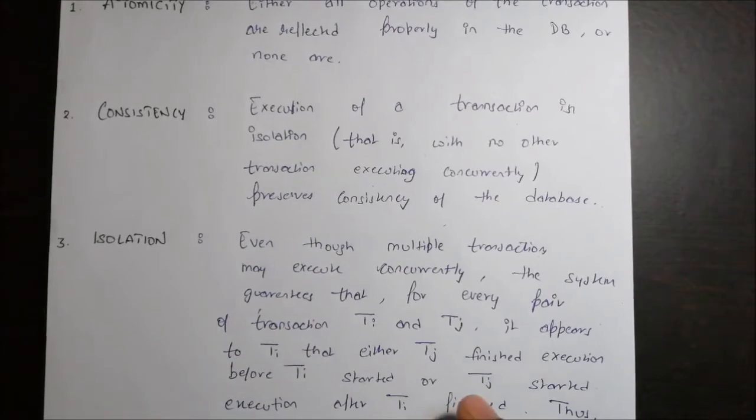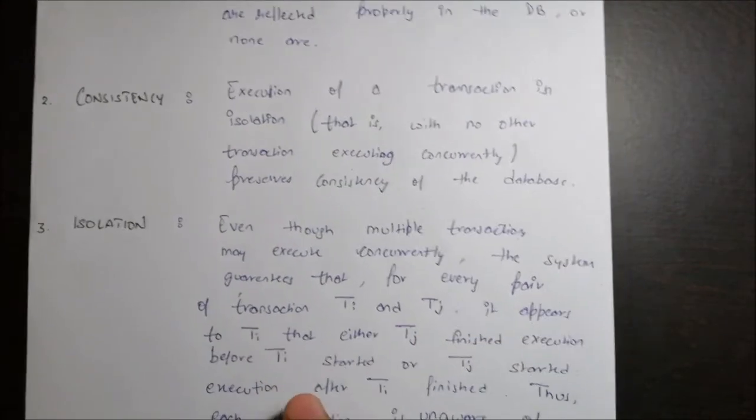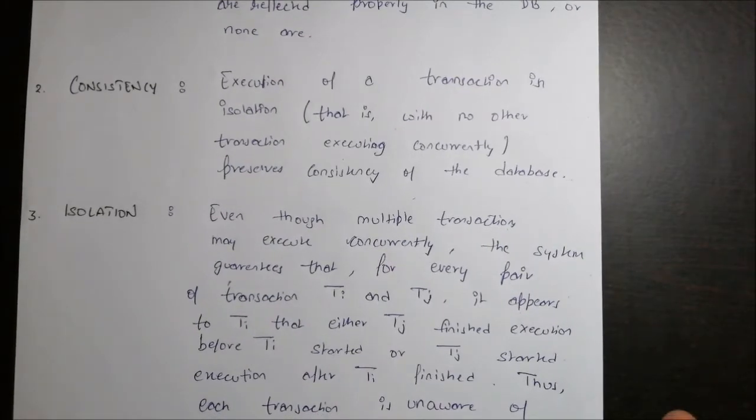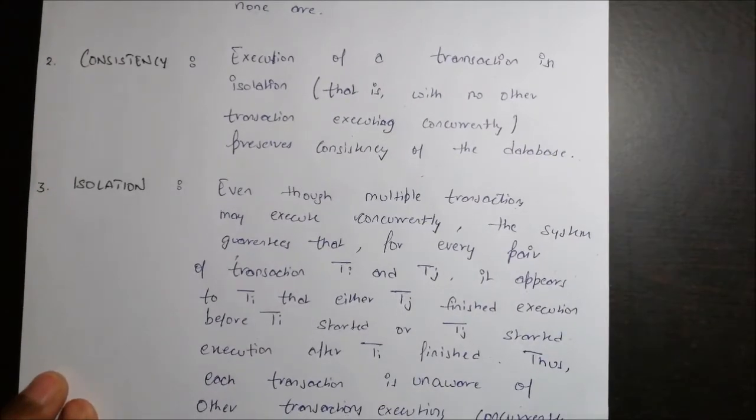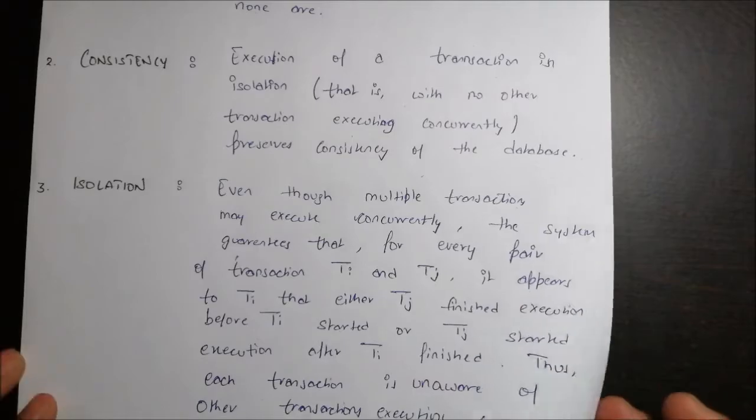So for transactions Ti and Tj, it appears to Ti that either Tj finished execution before Ti started, or Tj started execution after Ti finished. Thus each transaction is unaware of other transactions executing concurrently. Both transactions will not know that some other transaction is also happening, but they can happen concurrently, with isolation.